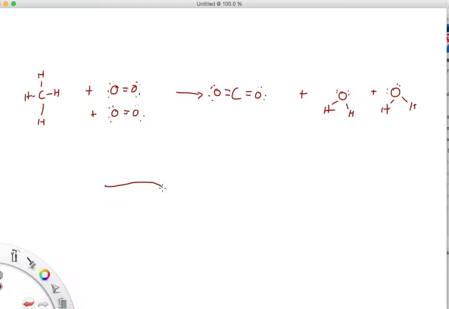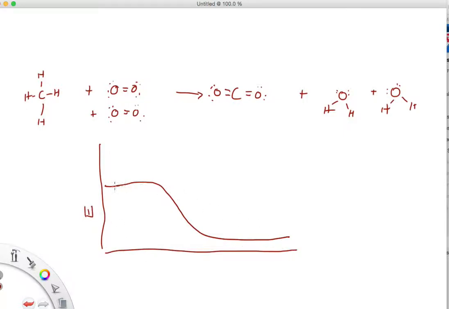So if we just draw what this would look like on a graph, it would look something like this, with our energy on this axis and our reaction progress over here. Of course, we need to add just a spark to get this going, so that's a little spark right there, and then it would go down. And it would release energy. Okay? It would release energy because these products are more stable.